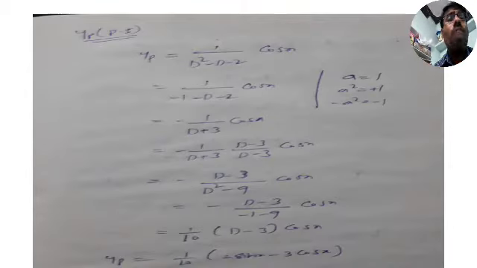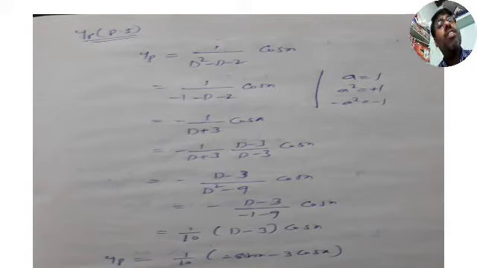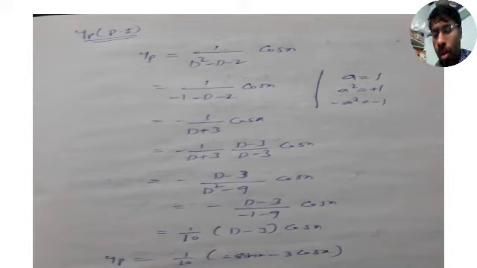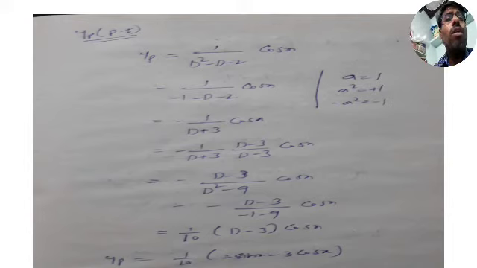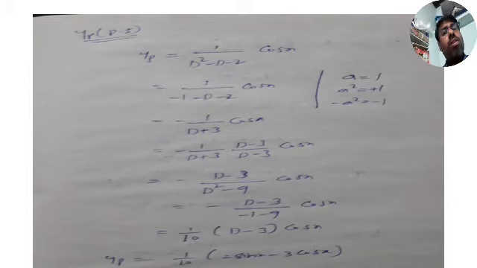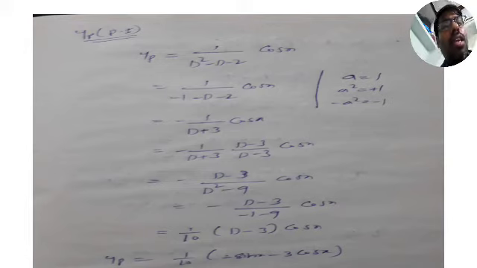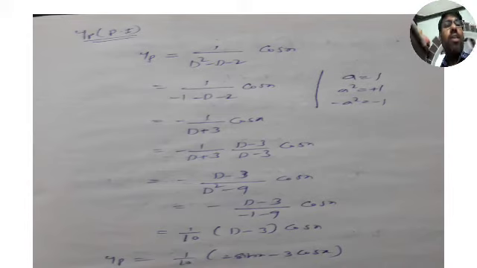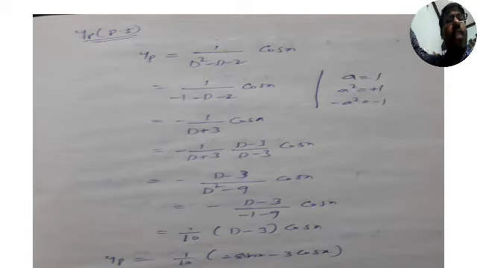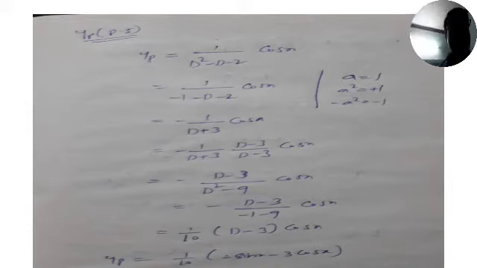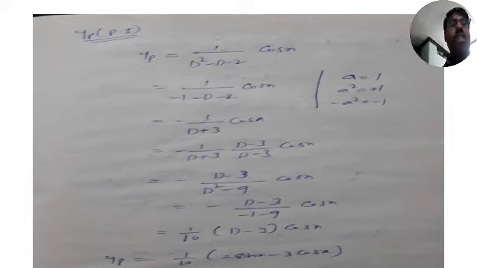You only have to take care about yp, where the method is d square replaced by minus a square if the right hand side is sin x or cos x. So we replace d square by minus a square, that is minus 1. Replace d square by minus 1, you got that. And what else are we having? We have a d term in the numerator. A d term in the numerator means derivative, so we do the derivative. That is 1 by 10 into the derivative of cos x, which is minus sin x, that is minus 3 cos x. That is we got yp.